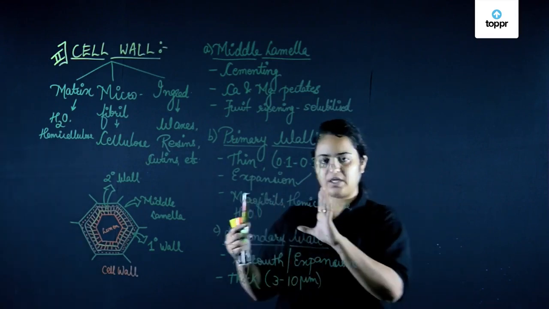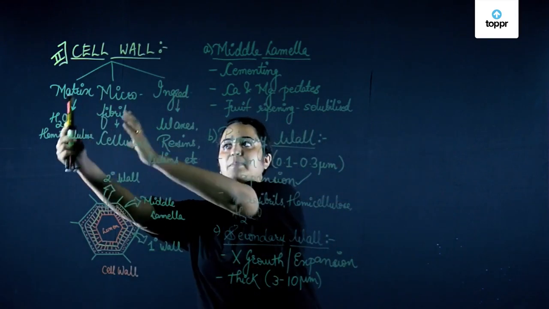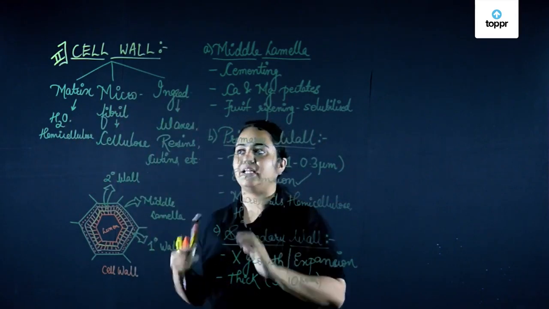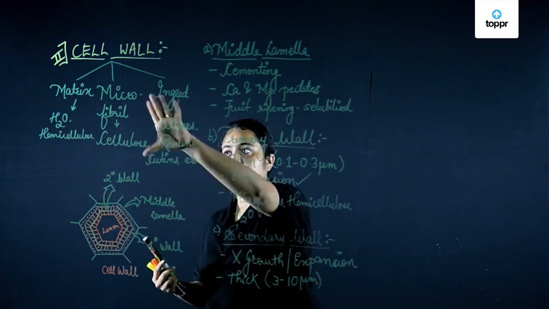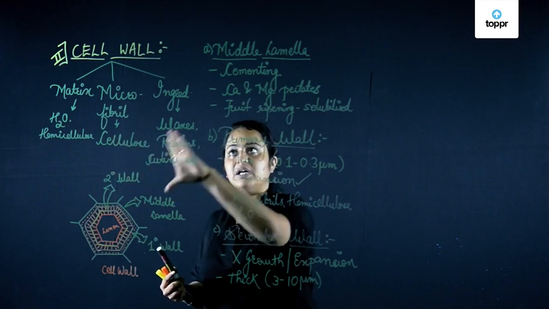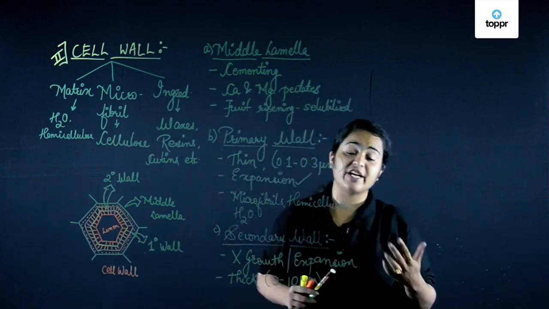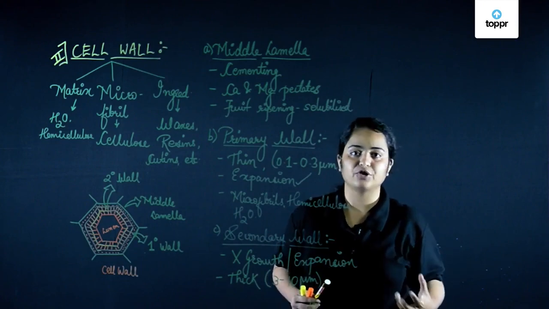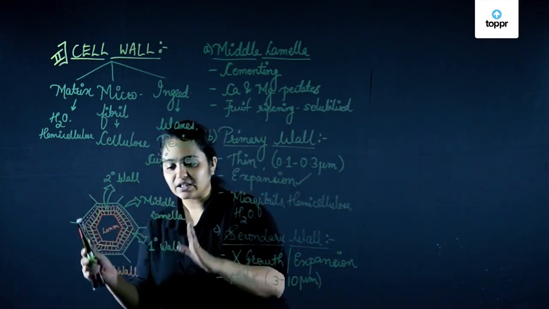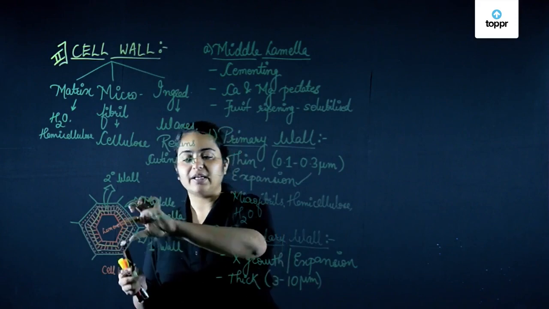The cell wall, in a nutshell, has basically matrix, microfibrils and other ingredients. Matrix is made up of hemicellulose and water. Microfibrils are made up of cellulose, and other ingredients may change depending upon the location and function of the cell. So basically the structure of the cell wall appears something like this.